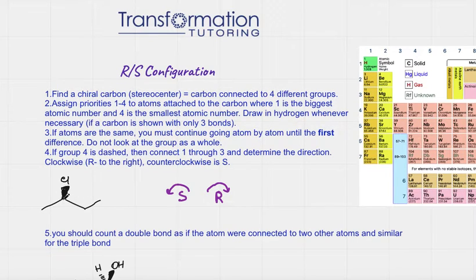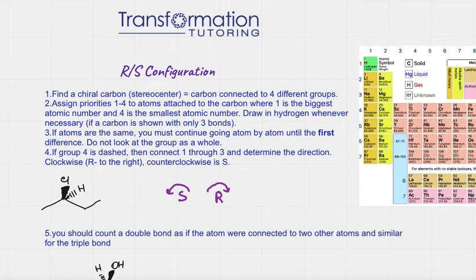Notice that this carbon has only 3 bonds. So where is its fourth group? Because every carbon wants to have 4 bonds. The fourth group must be hydrogen, and since chlorine here is on a wedge, my hydrogen must be on a dash. So I put a hydrogen in, so I can now assign my priorities correctly, and I have 4 groups to look at.